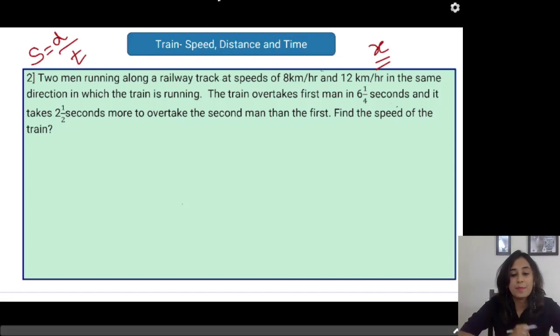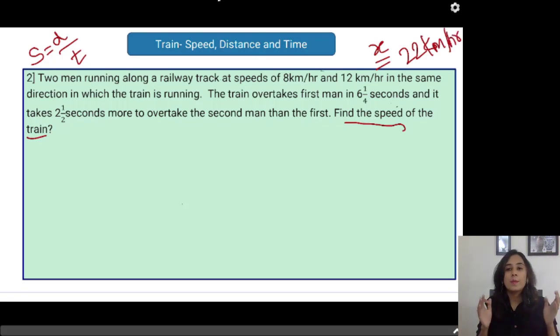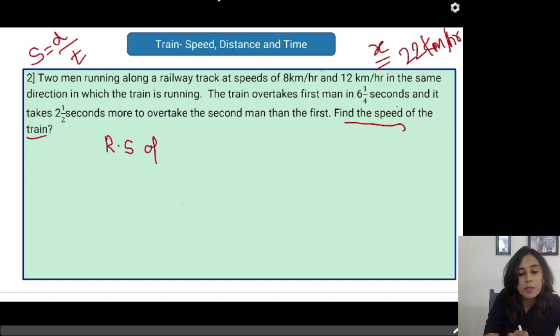Okay guys, now the time of 90 seconds is over and the correct answer for the speed of the train is 22 kilometers per hour. Now if at all you have got this answer, very good, but if you haven't, please look carefully at the solution.